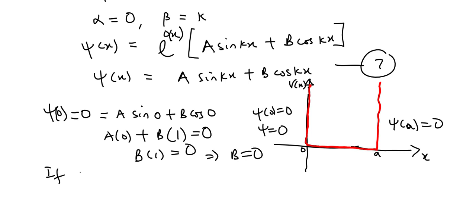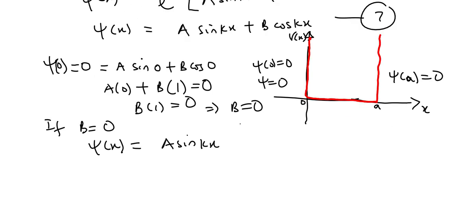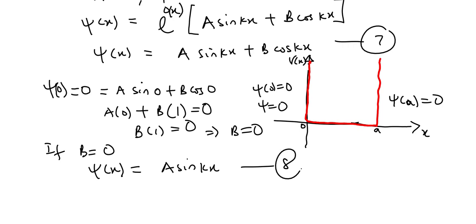So if b is 0, then what will be our function? Our function, which depends on x, will be a sine kx, since b is 0 multiplied by cos kx. Now let me call this equation 8.